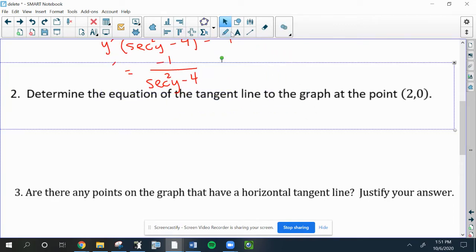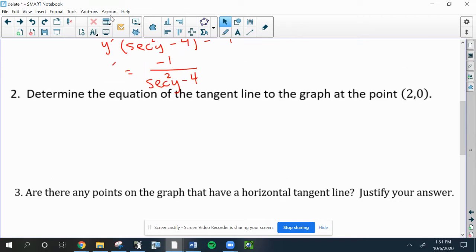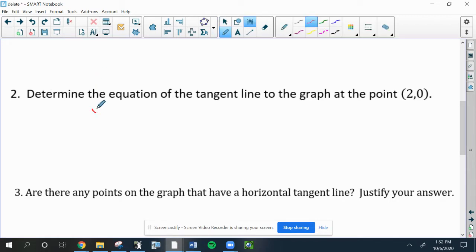So here we go. The equation of the tangent line is y minus f of c equals f prime of c times x minus c.